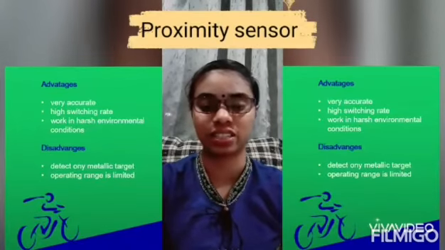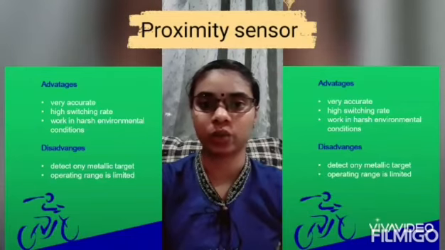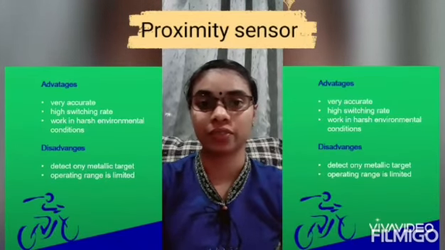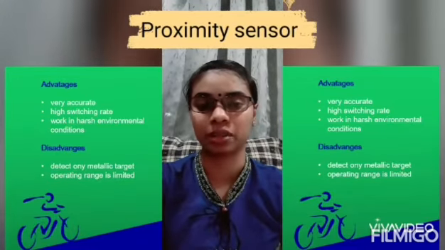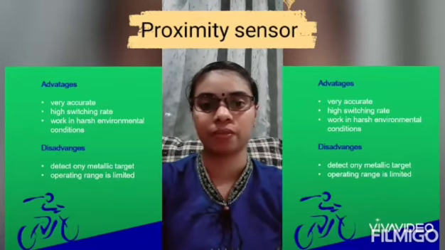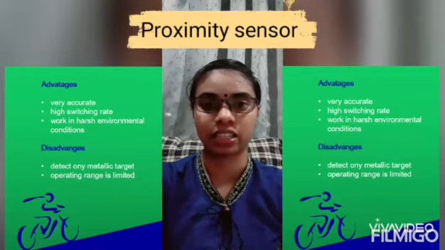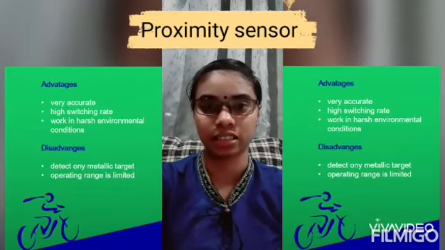Proximity sensors' advantages are they are very accurate compared to other technologies. They have high switching rate. They can work in harsh environmental conditions. The disadvantages are it can detect only metallic target. Its operating range may be limited.